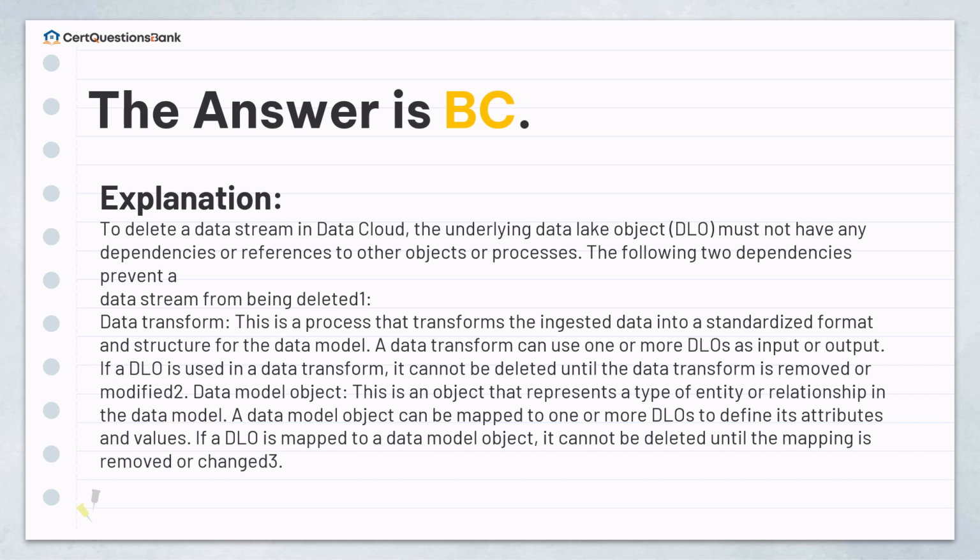2. Data model object. This is an object that represents a type of entity or relationship in the data model. A data model object can be mapped to one or more DLOs to define its attributes and values. If a DLO is mapped to a data model object, it cannot be deleted until the mapping is removed or changed. 3.